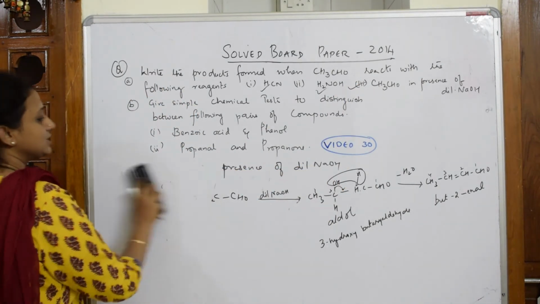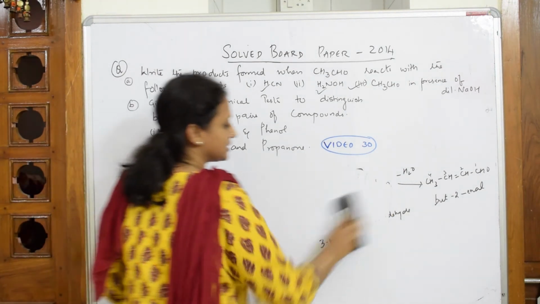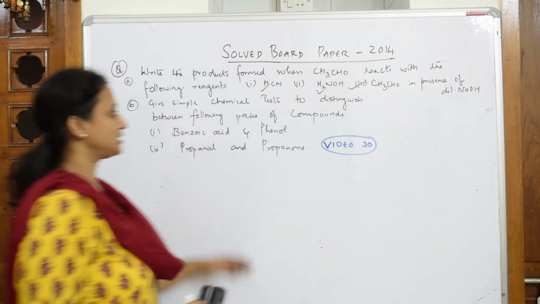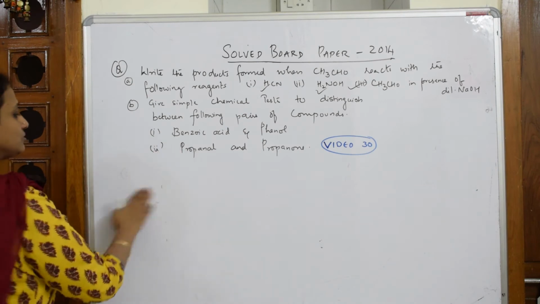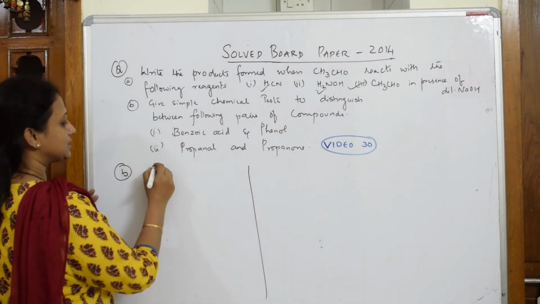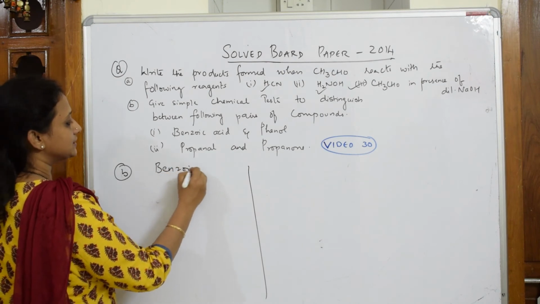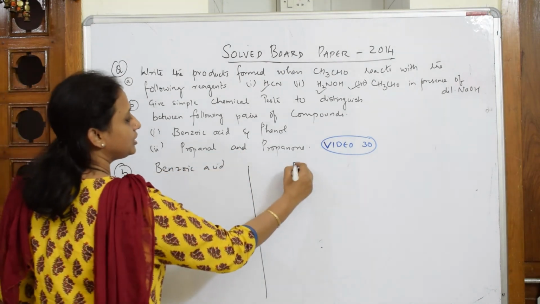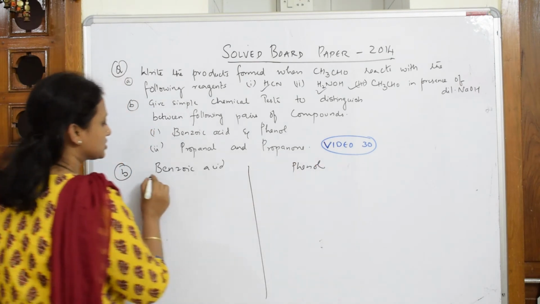What is the next thing? I have to do a simple differentiating test. Easy, simple differentiating test as soon as such a compound is given to you. So I'm solving the second part. First one, take, as I said, take again the heading benzoic acid, copy phenol. I did this reaction earlier also.